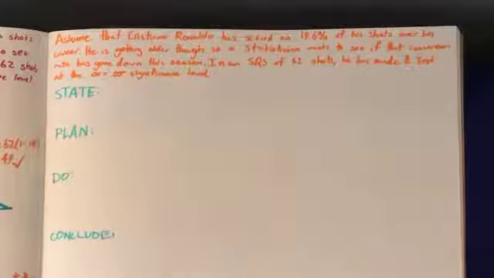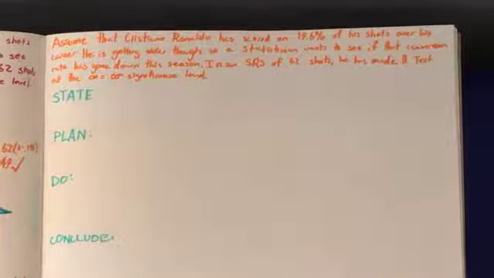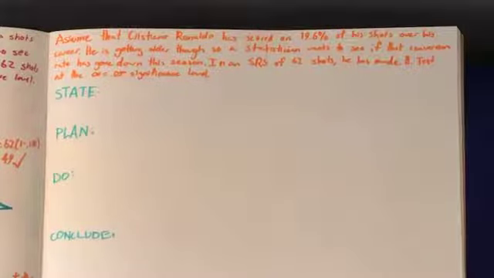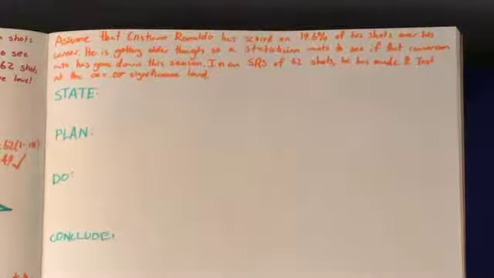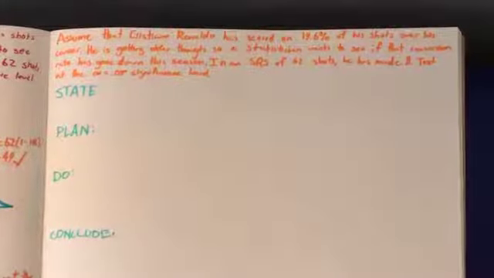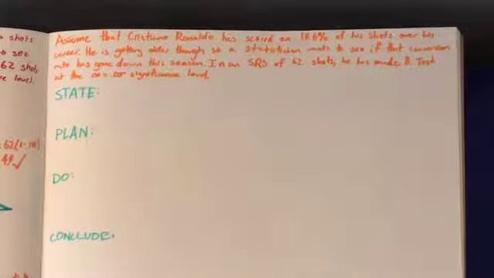So our situation is that we're going to assume that Cristiano Ronaldo, who's a famous soccer player, if you didn't know, has scored on 19.6% of his shots over his career. He's getting older, though, so a statistician wants to see if that conversion rate has gone down this particular season. In our SRS of 62 shots, he has made 11. We want to test at a alpha equals 0.05 significance level.